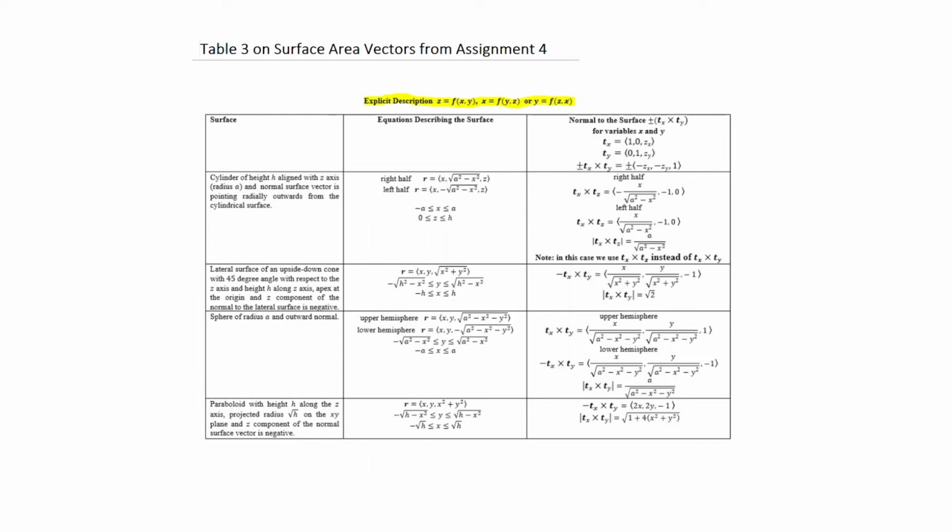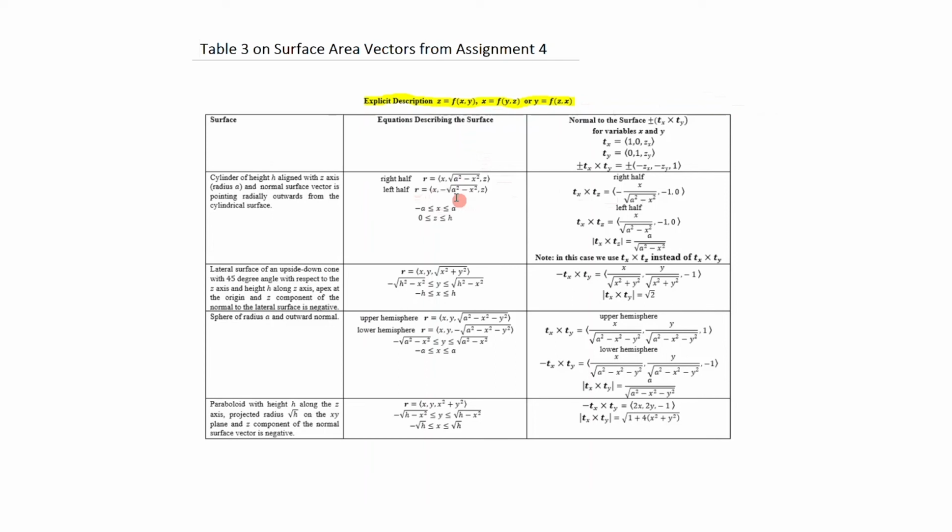So for instance, what you have in this column are the equations describing the surface. If we're using an explicit description and you're dealing with surfaces which form closed contours, you need to describe them in terms of 2 different surfaces. So for example, here you have the right half represented by this. This involves a square root, and the left half needs a minus square root.